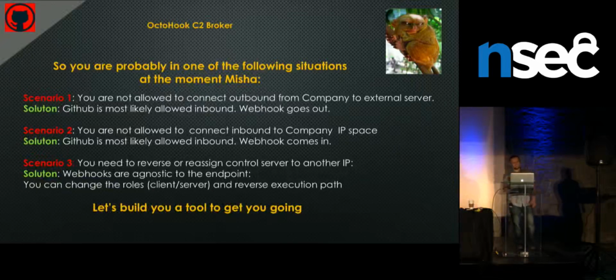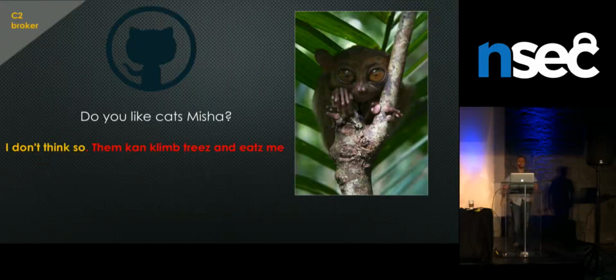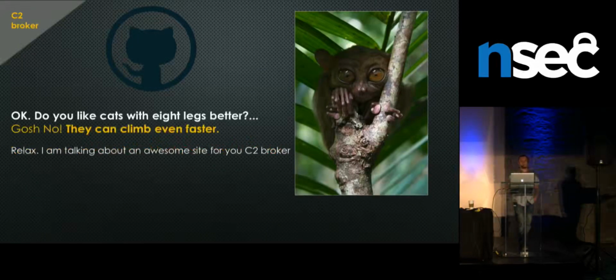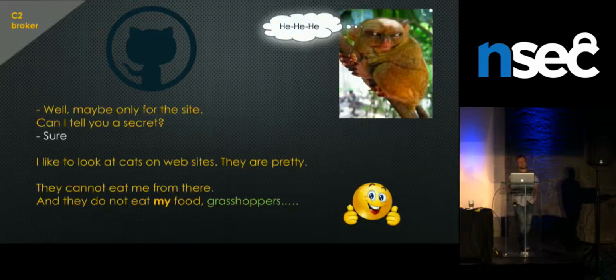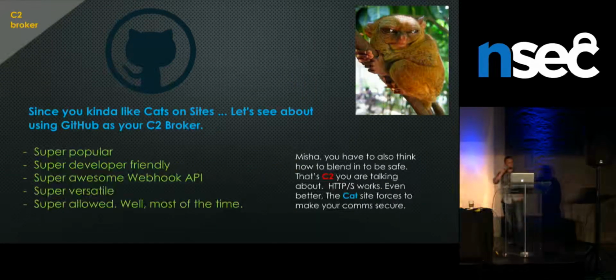So let's build your tool to get you going, Misha, right? So really nice, the intermediate C2 broker is a cat site of some sort, and Misha does not really like cats, and actually Misha doesn't like cats with 8 legs either. But if Misha can take advantage of that site, then he'll be happy. Right. So let's go ahead and evaluate a cat site. A cat site is super popular, developer friendly. Obviously, everybody uses it. It has a really awesome webhook API and is allowed, right?